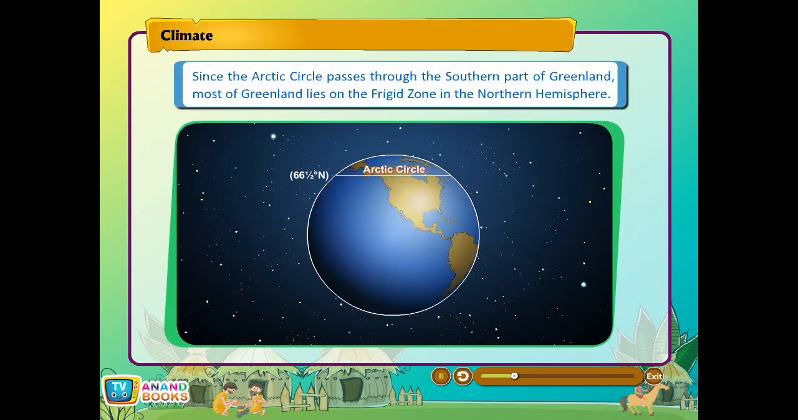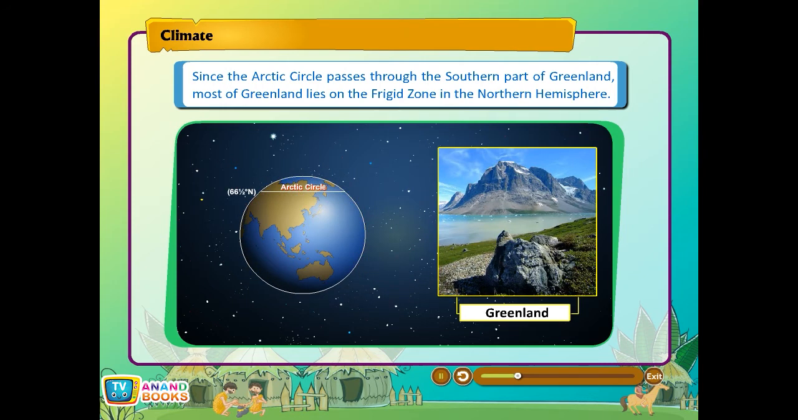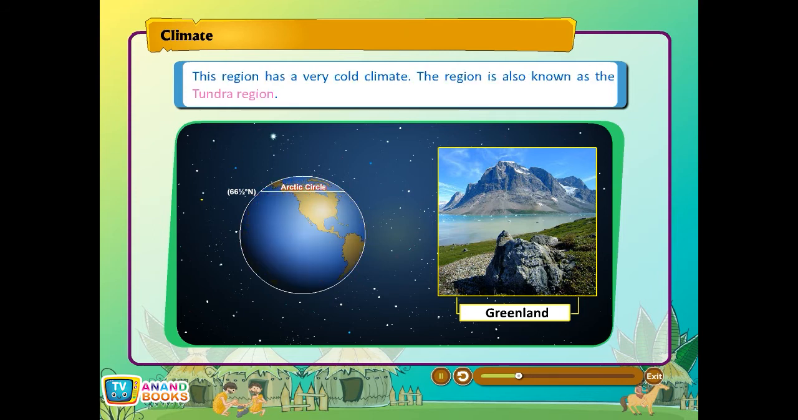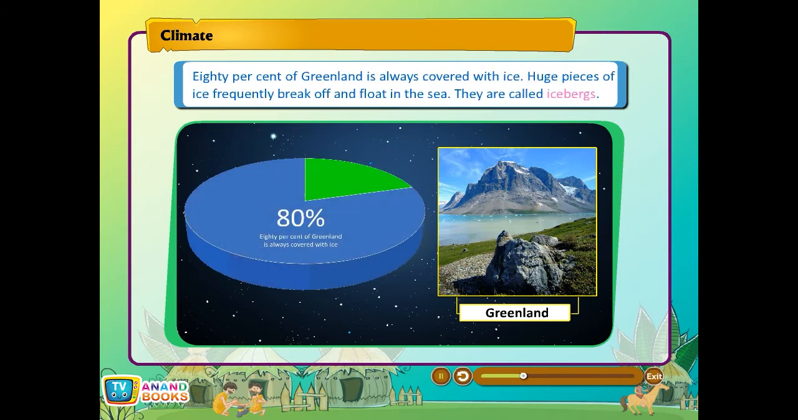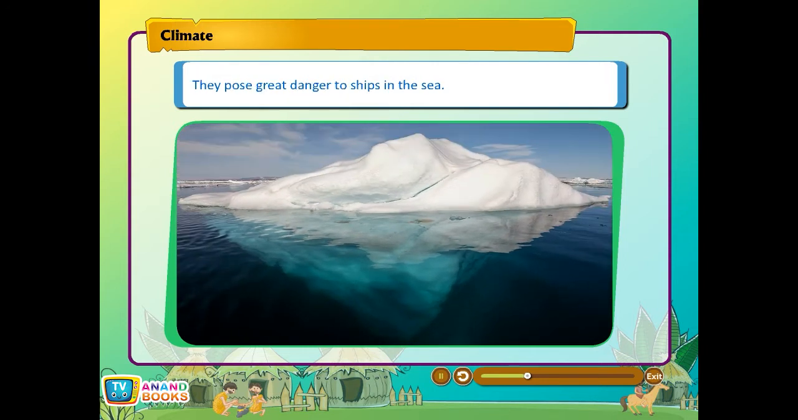Climate. Since the Arctic Circle passes through the southern part of Greenland, most of Greenland lies in the frigid zone in the northern hemisphere. This region has a very cold climate. The region is also known as the tundra region. 80% of Greenland is always covered with ice. Huge pieces of ice frequently break off and float in the sea. They are called icebergs. They pose great danger to ships in the sea.